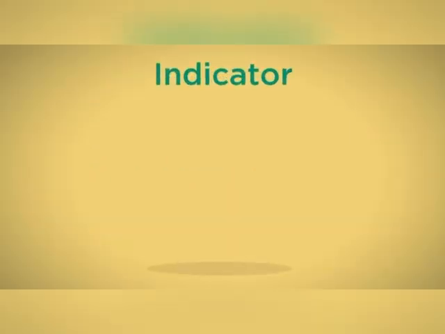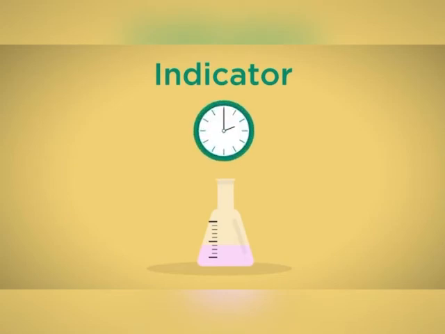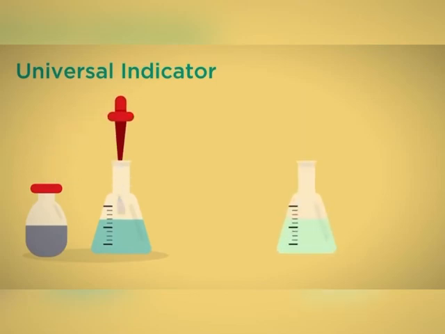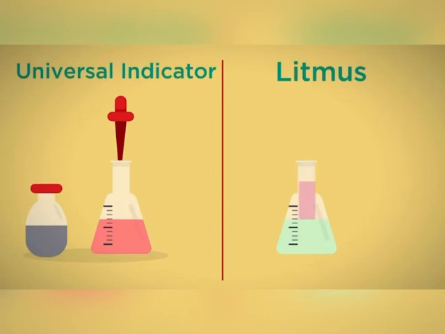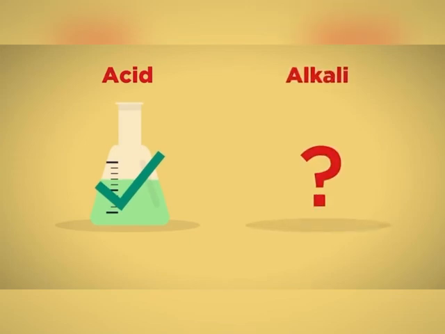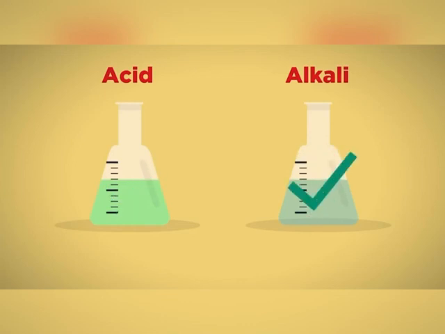Depending on what indicator you use will depend on whether the color change is gradual or a sudden change. If you are carrying out an acid-alkali titration, you may use a universal indicator, which would give you a gradual color change, whereas litmus would give you a sudden color change. Sometimes the acid may be the known solution and the alkali unknown, and other times the alkali the known and the acid unknown.